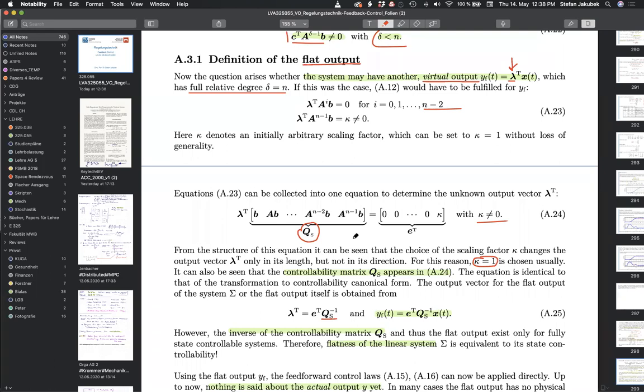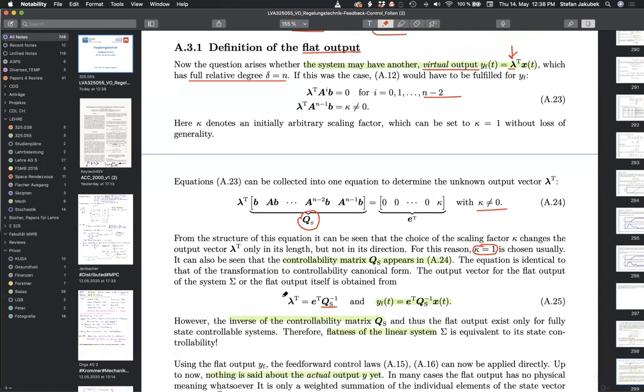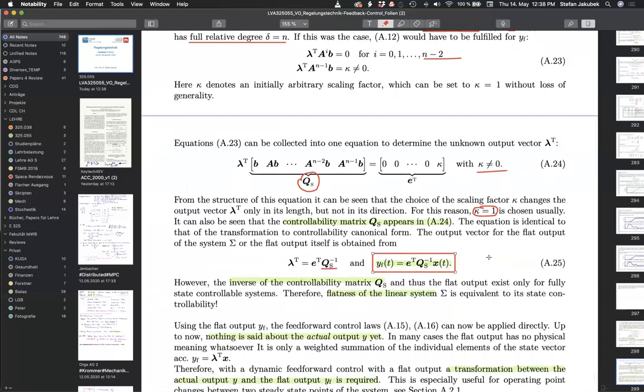And secondly, we see that we get a virtual output vector, which is called lambda transposed. From this, we will be able to formulate a new output of the system that has full relative degree. When I heard this myself for the first time, the first question that came to my mind was, well, what does that output look like? Because if we have any kind of system, for example this flexible joint system, then what other output could I think of that has the property of full relative degree?